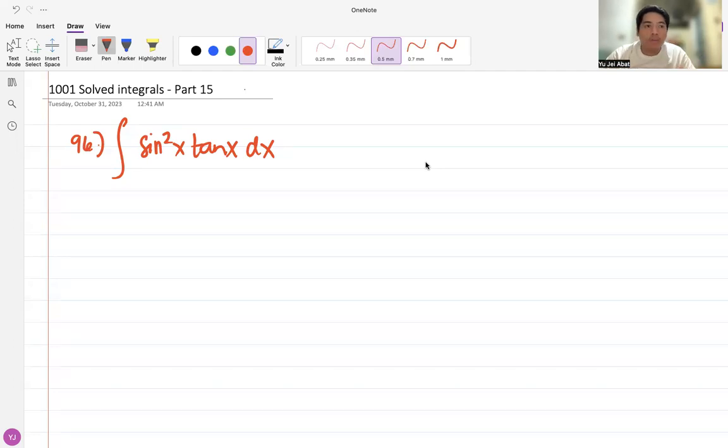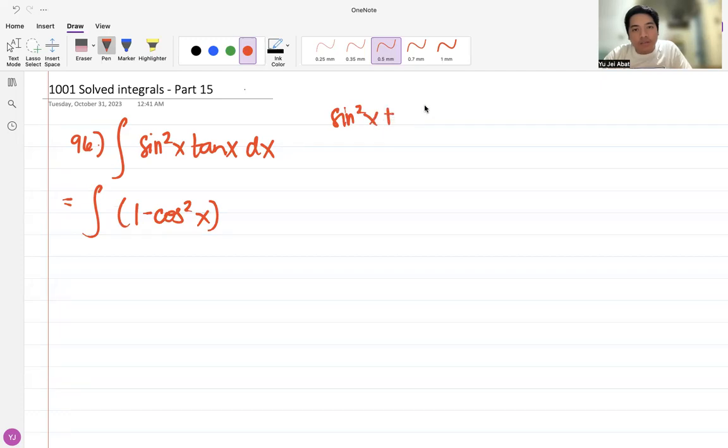So for the first problem, we have the integral of sine squared x tangent x dx. Find the integral of that. Since we cannot express this in terms of a simple u-substitution, we're going to use some trigonometric identities to transform this. So we have 1 minus cosine squared of x, since sine squared of x plus cosine squared of x equals 1. That's where we get that.